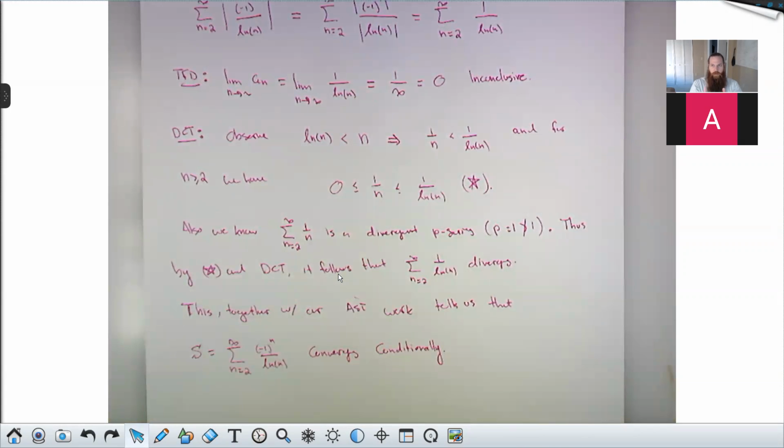But when we took absolute values inside the series, the result was a divergent series. So while S converges, it doesn't converge absolutely, which means it must converge conditionally. In other words, this is one of those dangerous series where I could reorder the terms and mess things up pretty badly. I could reorder the terms and split it into two series, both of which are divergent. I could reorder the terms and change the value of the series while keeping it convergent. All sorts of nasty things.